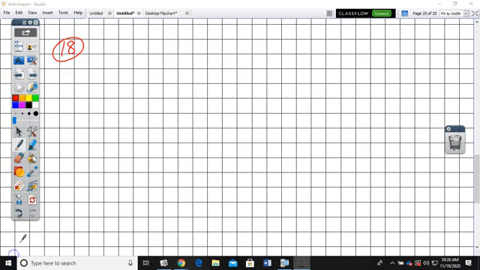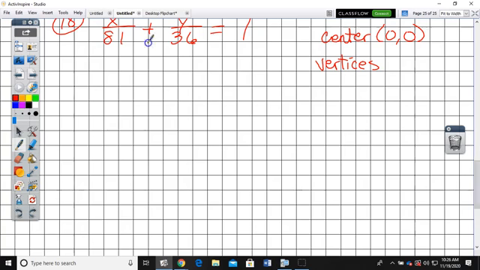Will somebody read 18 to me? x squared over 81 plus y squared over 36 equals 1. So my center is 0, 0. My vertices, it's going to be really big. It's going to be 9 wide, it's going to be wide, isn't it? It's more wide.